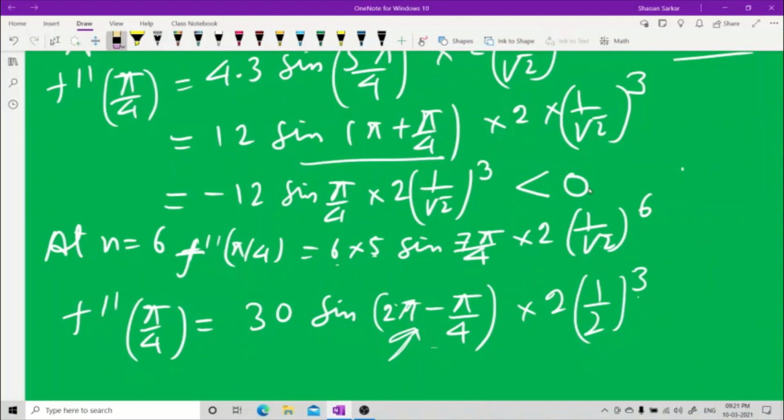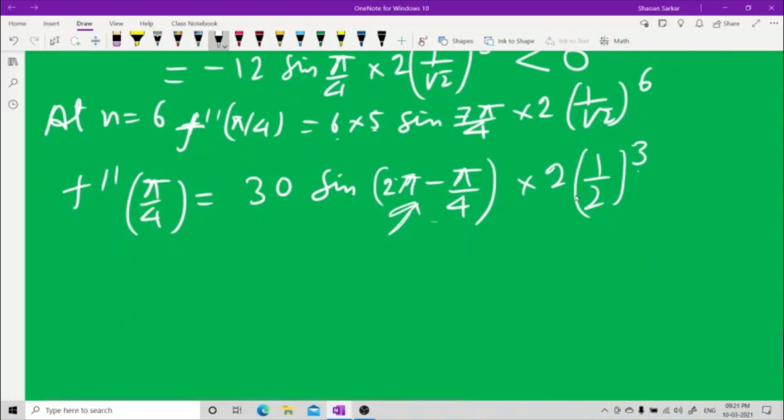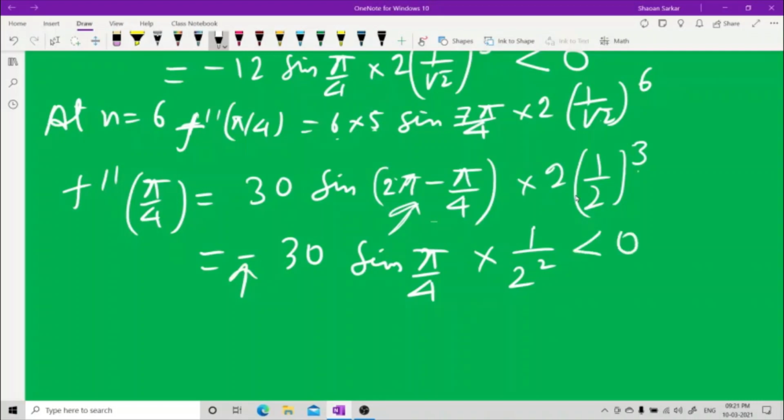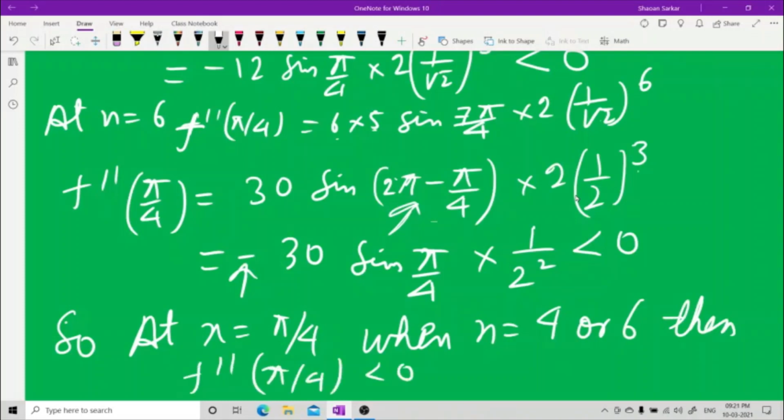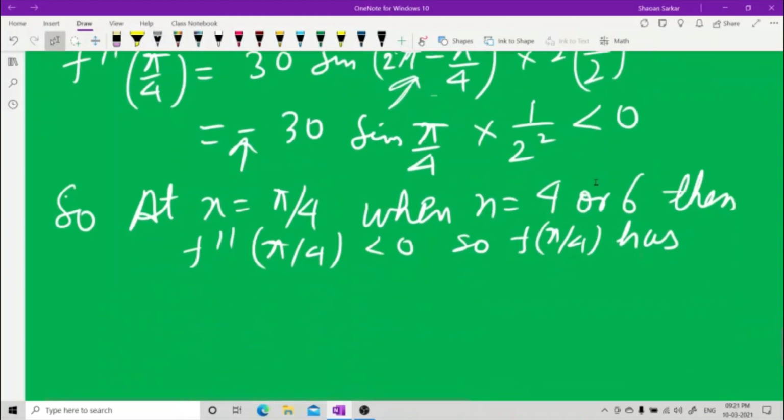Let's rub all this. Now you will see that this is third quadrant. So this is minus. So this is minus 30 sine pi by 4 into 1 by 2 square. So you need not calculate, करने की जरूरत नहीं है, because already you got a minus मिल चुका है, less than 0. So at x equal to pi by 4 when n is 4 or 6, then f double dash pi by 4 is less than 0. So f pi by 4 has maximum value. So let us find out these maximum values now straight away, and the minimum value.